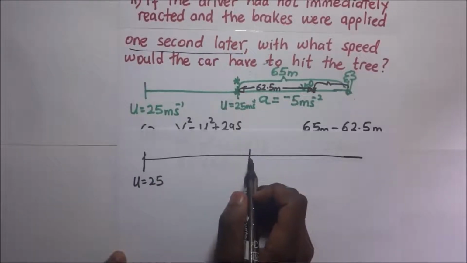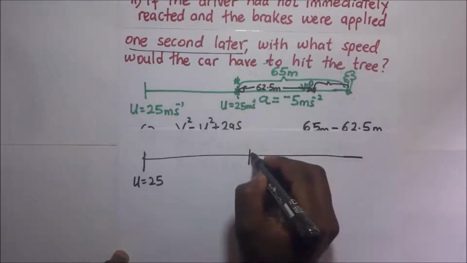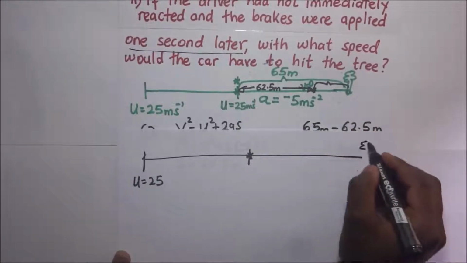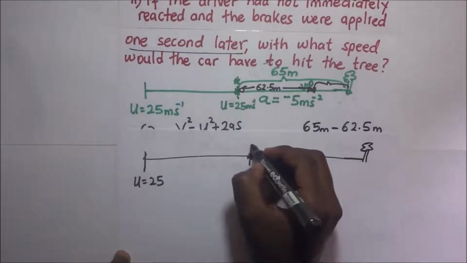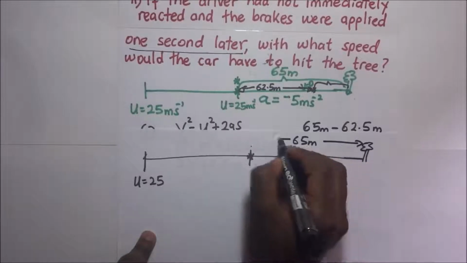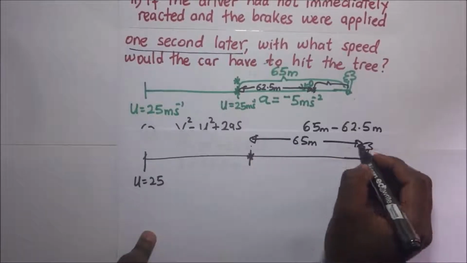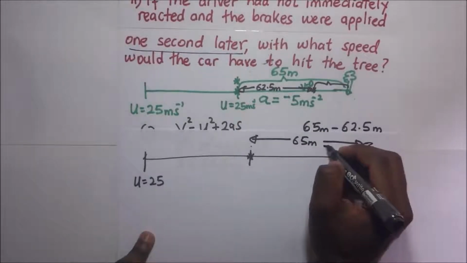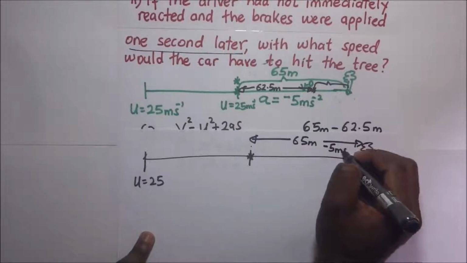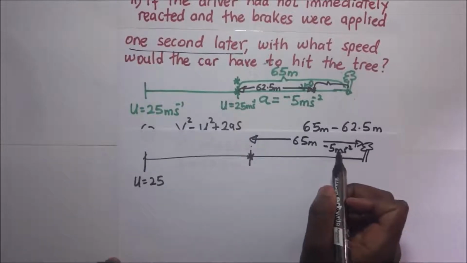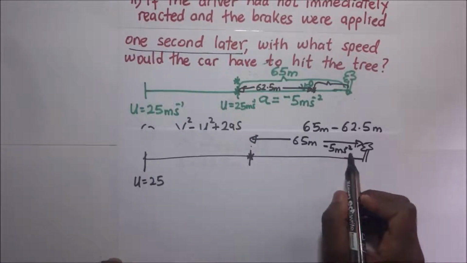As he's moving at that constant speed, he reaches that point and he realizes that there is a tree ahead, and the tree at that point was 65 meters ahead. So he starts retarding. The retardation is -5 meters per second, or call it the acceleration is -5 meters per second squared.